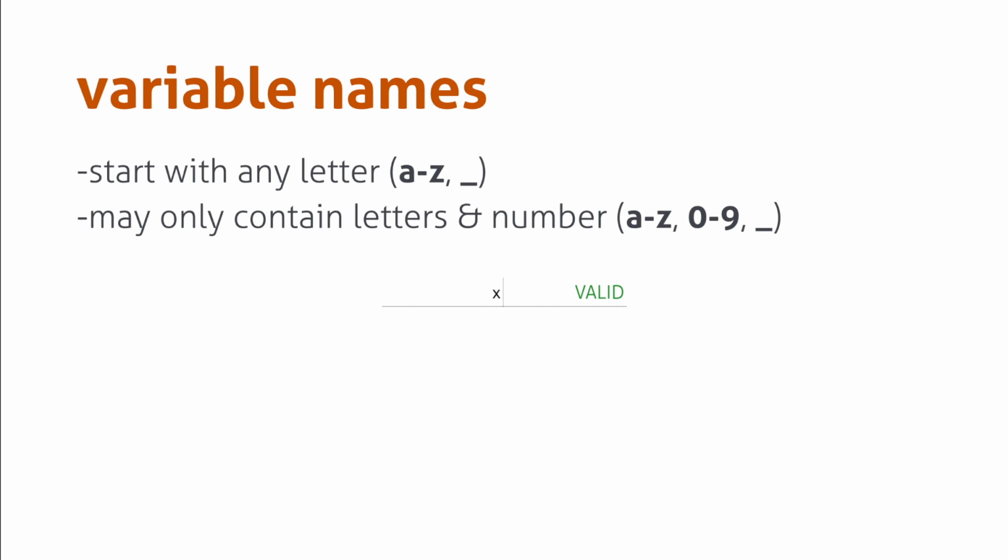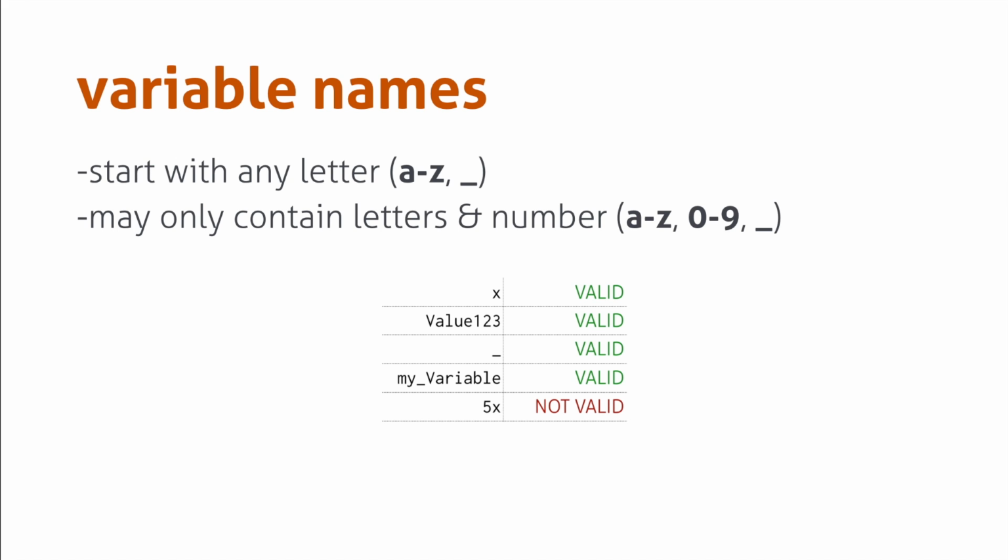X is a valid variable name because it has only a letter in it. Value123 is a valid variable name because it starts with a letter and contains only letters and numbers. Underscore is a valid variable name because Python treats underscores like letters. My_variable is a valid variable name because it only contains letters or underscores.